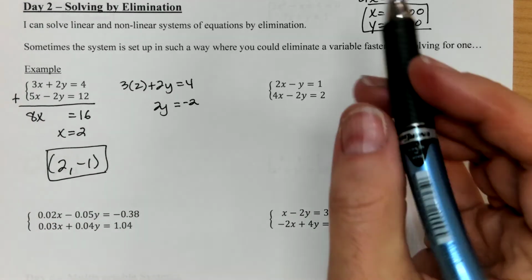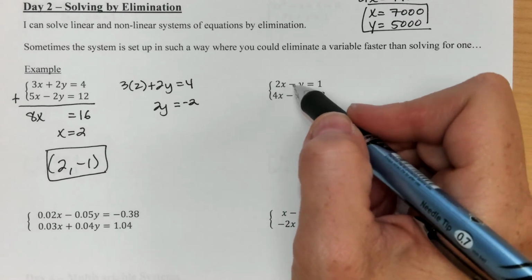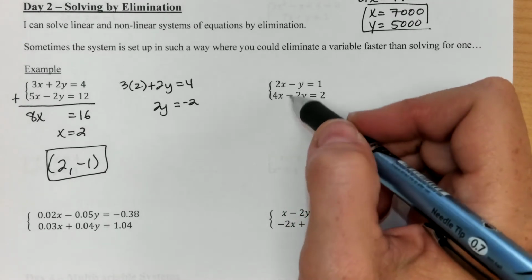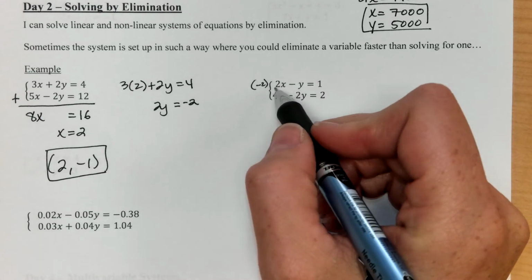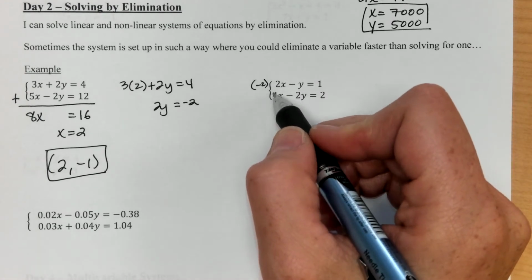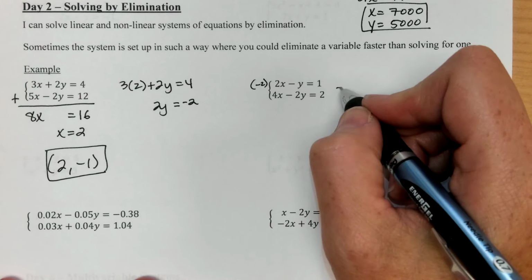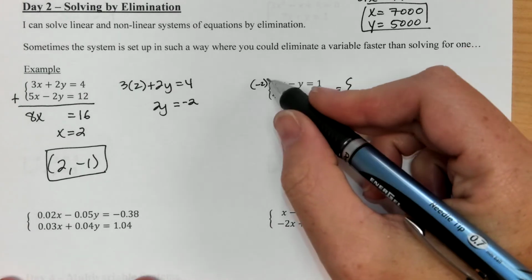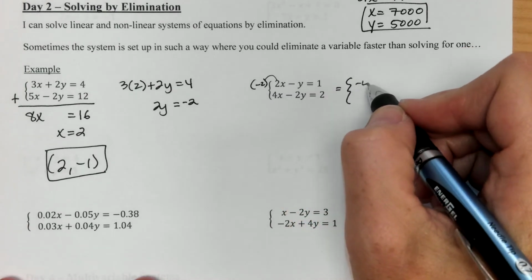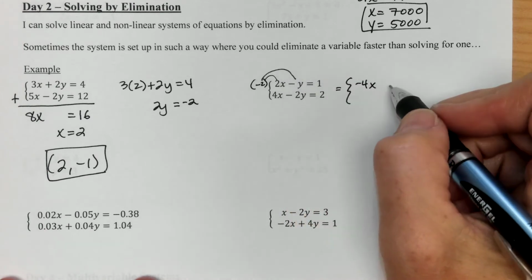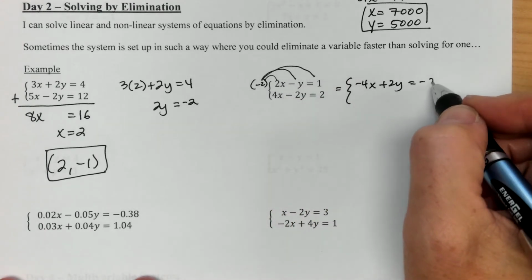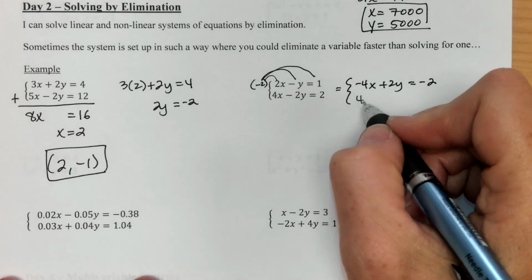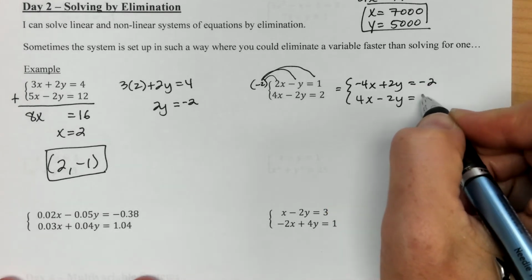Next up, okay, this time it's not so easy. They don't match directly, but it would be pretty easy for me to get them to match. If I multiplied this row by negative 2, then my negative 4 would match and I could get rid of my x's. So I'm just going to write the system again and multiplying by negative 2, so that's negative 4x, multiplying by negative 2, which is positive 2y, and multiplying by negative 2, which is negative 2. My bottom row was 4x minus 2y equals 2.